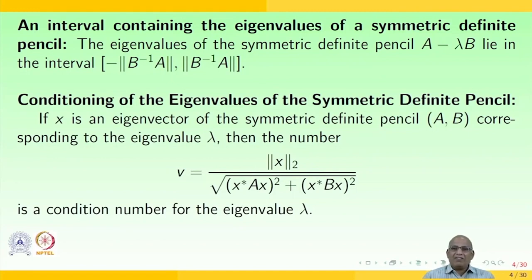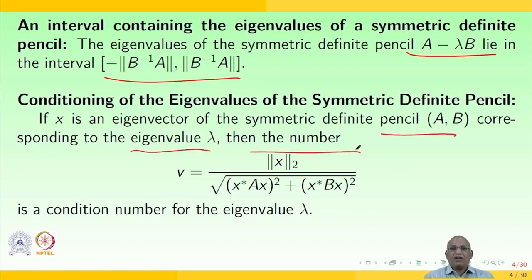An interval containing the eigenvalues of a symmetric definite pencil. The eigenvalues of the symmetric definite pencil A minus lambda B lie in the interval minus norm of B inverse A to norm of B inverse A. Conditioning of the eigenvalues of the symmetric definite pencil: if x is an eigenvector of the symmetric definite pencil (A, B) corresponding to the eigenvalue lambda, the number nu equal to norm of x 2 upon square root of (x star Ax)^2 plus (x star Bx)^2 is a condition number for the eigenvalue lambda.